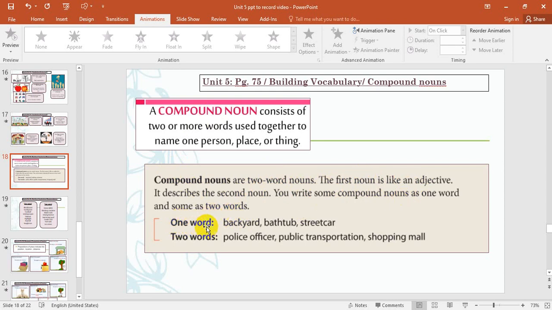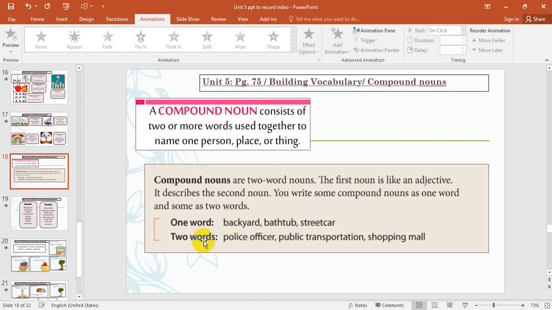For example, one word is backyard. Now this back is explaining the yard. Yard is the back area in your home. Bathtub. So this bath is like an adjective. It is a noun, but it is like an adjective, and it is describing the tub. So bathtub is a tub in which we take a shower. Streetcar. So these are one-word compound nouns.